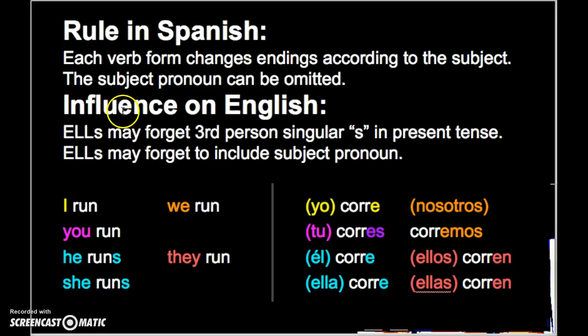So, what are the influences on English? What happens? Well, the ELLs might forget the third person singular S in the present tense, like I just mentioned. And they also may forget to include a subject pronoun because in their language it wasn't required. Okay, so they may forget an explicit subject, but they need to be instructed, and that is our job, to show them that it is mandatory in English, mostly because the verb is not marked to show the subject.